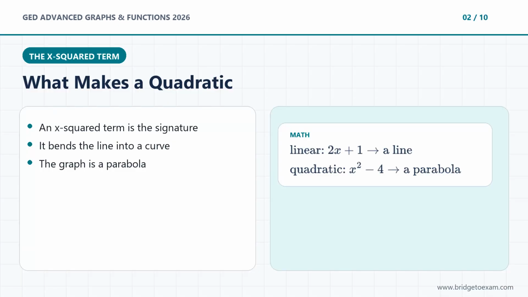The signature of a quadratic is an x-squared term. That squared term is what bends the graph into a curve instead of a straight line. A linear function, like 2x plus 1, graphs as a line, but a quadratic, like x squared minus 4, graphs as a parabola, a smooth U shape that opens up or down. The x squared is the key.